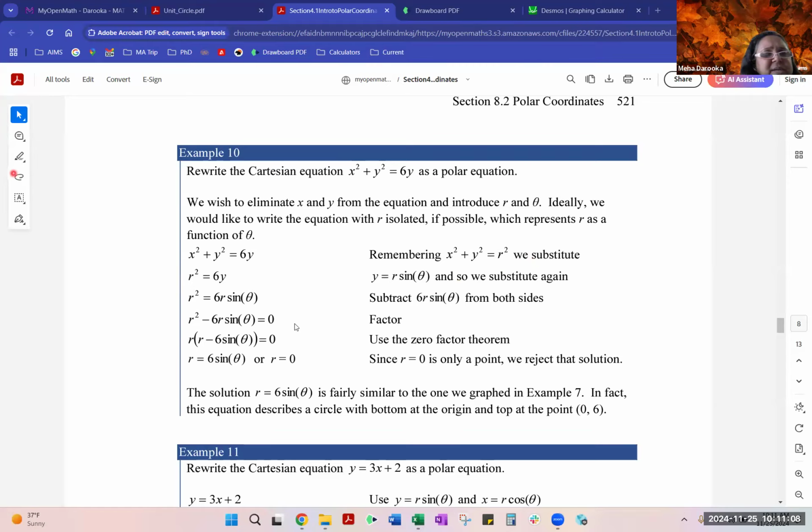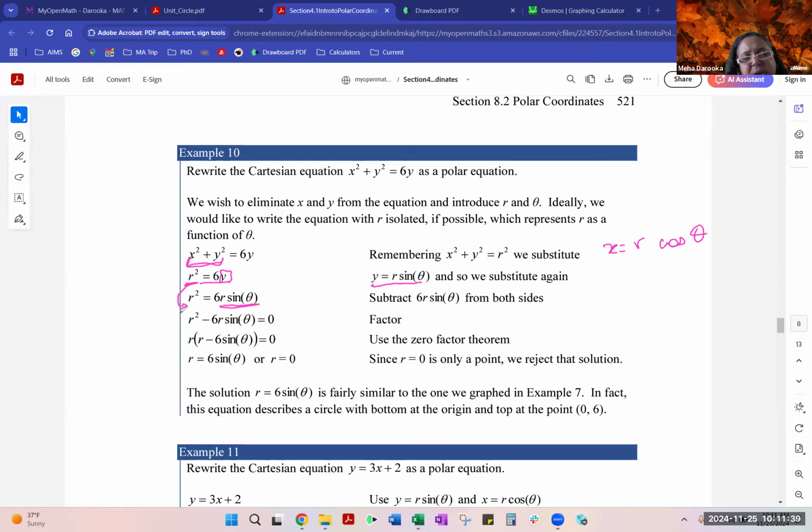So of course you will notice that we are replacing x squared plus y squared over here with r squared, and then you're setting r squared equal to 6y. And now we can bring in these definitions here. Remember, we had x equals r times cosine theta, and y equals r times sine theta. So you are going to take that y variable and basically replace it with r times sine theta.